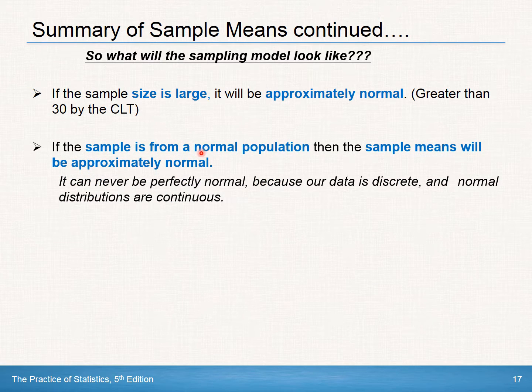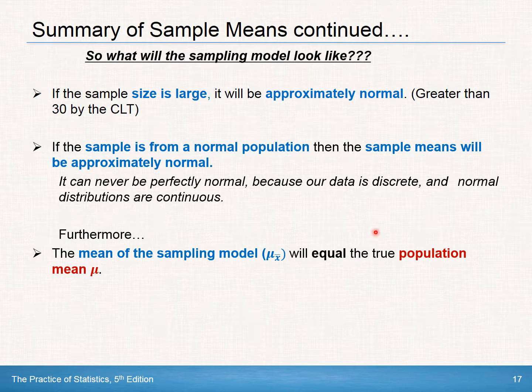If the sample is from a normal population, then the sample means will be approximately normal. Remember, don't ever say exactly normal, because it's never going to be perfectly normal because our data is discrete. Normal distributions are continuous. By discrete, I mean they stop. So you could have an answer of 1, 2, 3, 4, 5, but normal distributions are continuous. They include every single number between 1 and 5. Furthermore, the mean of the sampling model, the mean of X bar, will equal the true population mean.